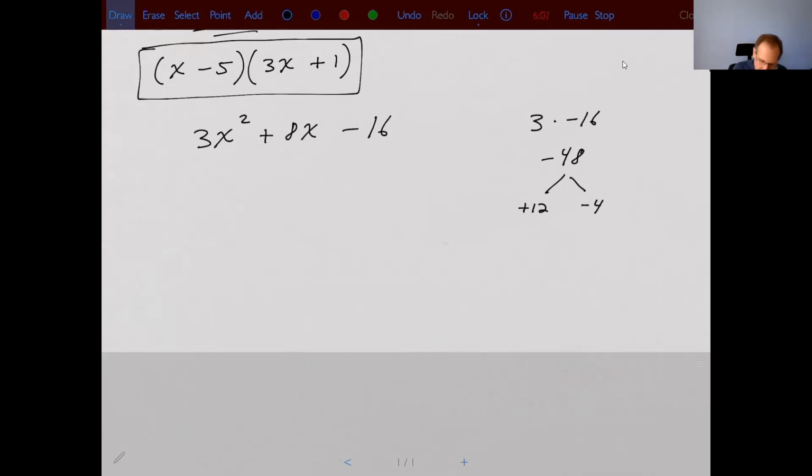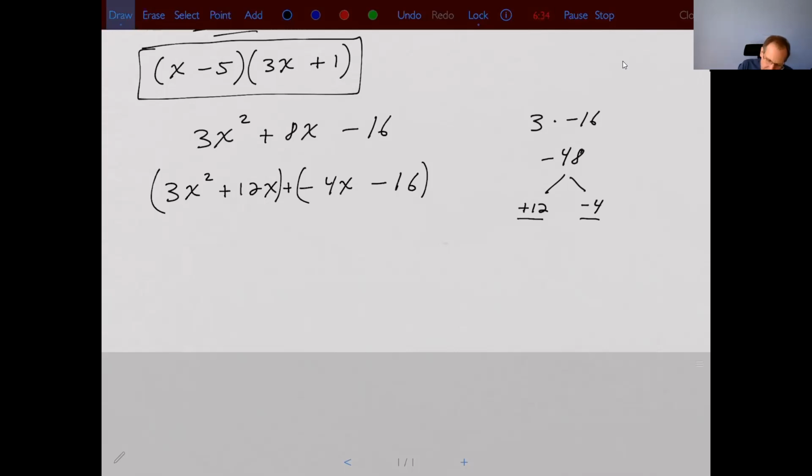So that works. So I'm going to rewrite that middle term, the 8x, in terms of these two factors, the 12 and negative 4. So I'll write it as plus 12x minus 4x, and then minus 16. Okay, factor by grouping again. So I group the first two terms. I group the last two terms. What you might want to do is put a plus there just to remind yourself that you're really adding. I'm just putting parentheses to set aside those two terms.